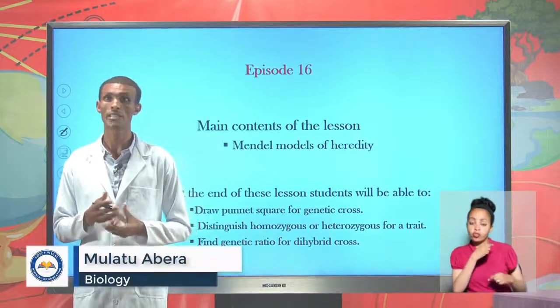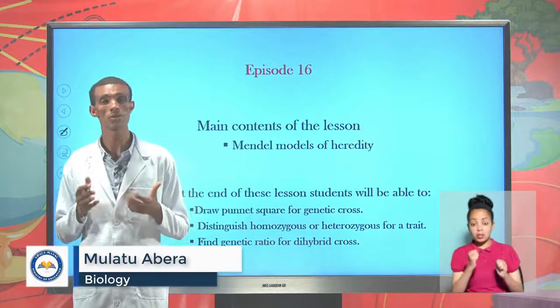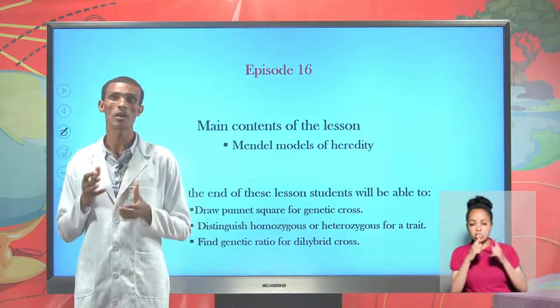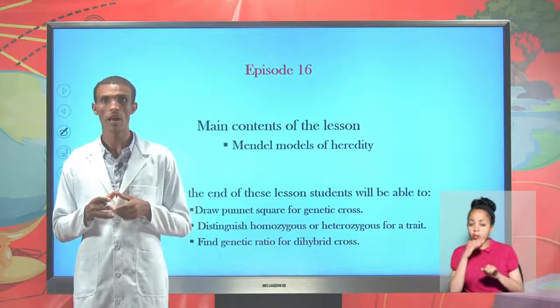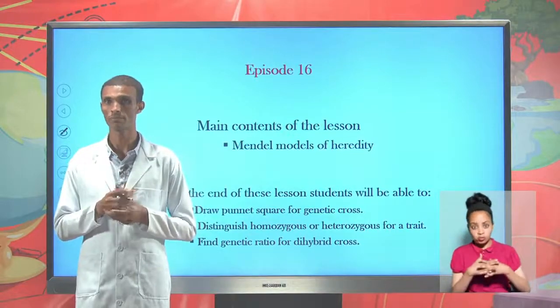Students, at the end of this lesson, you will be able to draw a Punnett square for genetic crosses, distinguish between homozygous and heterozygous, and find the genetic outcomes for a dihybrid cross.